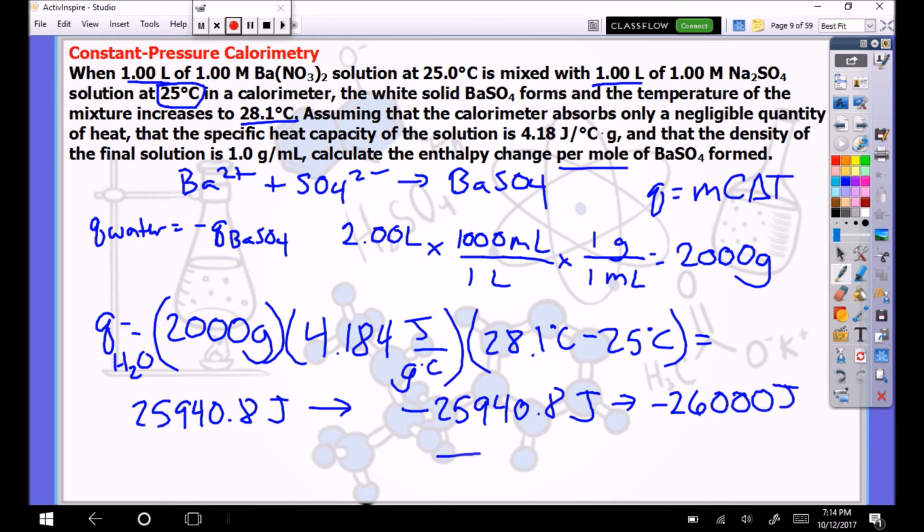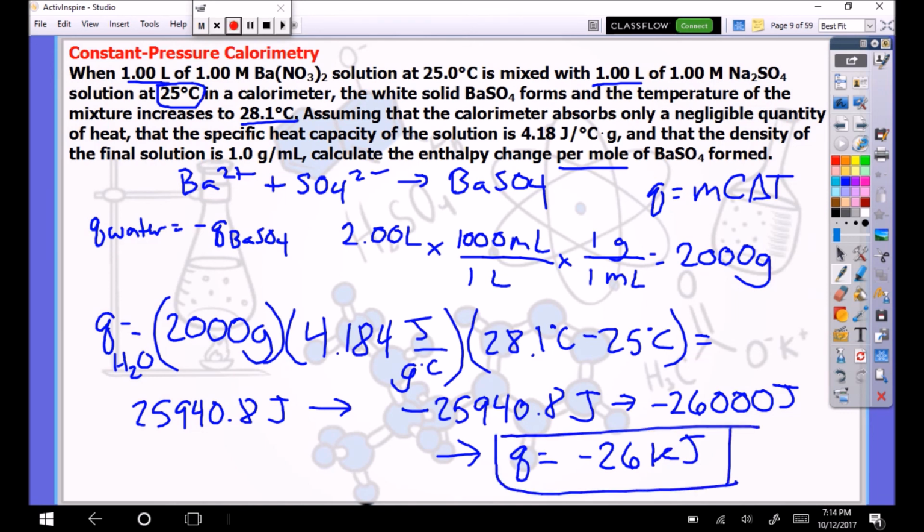And then remember, it's delta H. It is your Q. So we should say that Q is in kilojoules for this. So we get negative 26 kilojoules as our answer. Sweet. And that makes sense because the temperature went up and the amount of energy we were giving off corresponds to that.